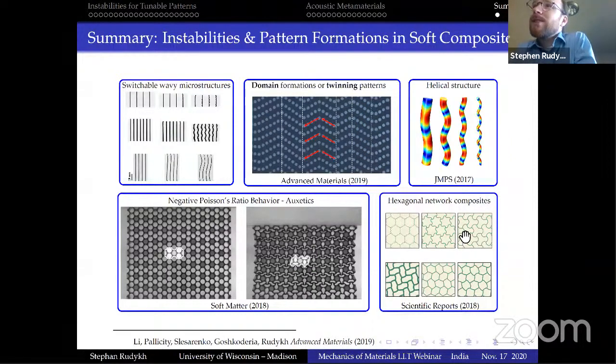So again, the wavelength here is pre-designed through our choice of the material properties of the matrix and fibers and the thickness ratio. So that's pre-designed.